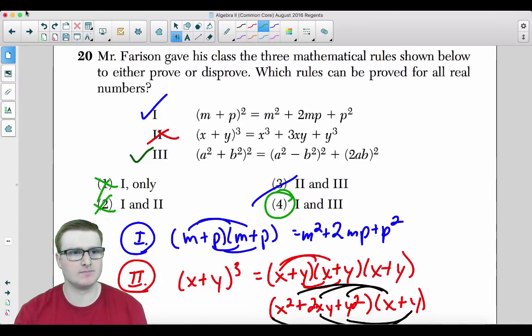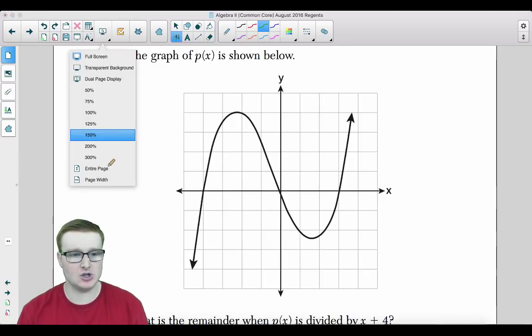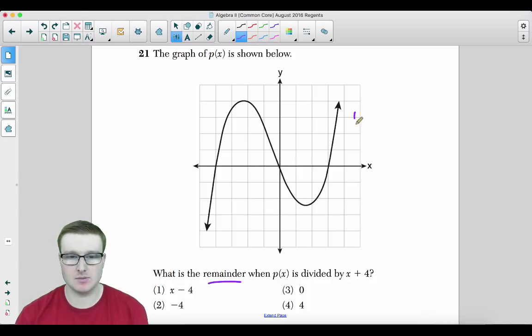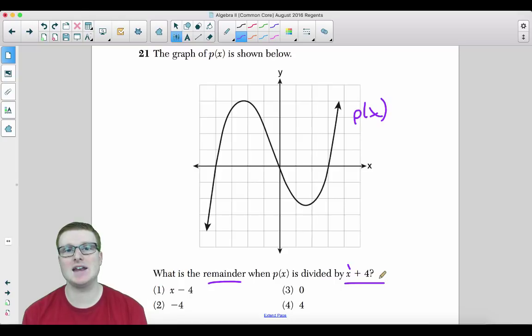And that's how you do that question. Moving on to number 21. The graph of p of x is shown below. What is the remainder when p of x, remember this is p of x, is divided by x plus 4? Okay, this is testing your knowledge on synthetic division and the remainder theorem.